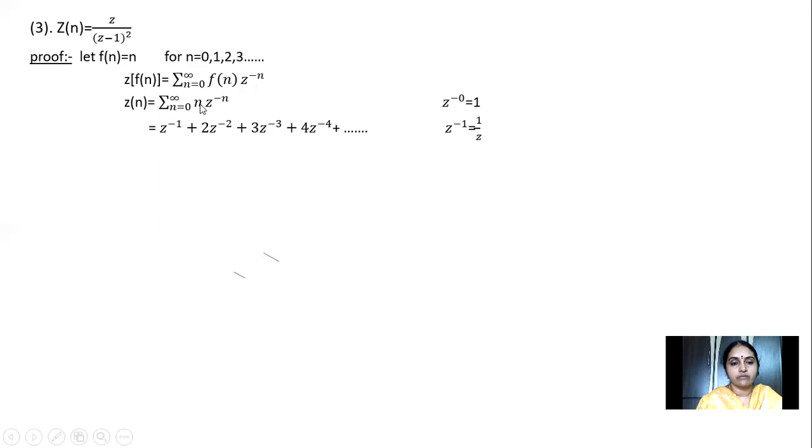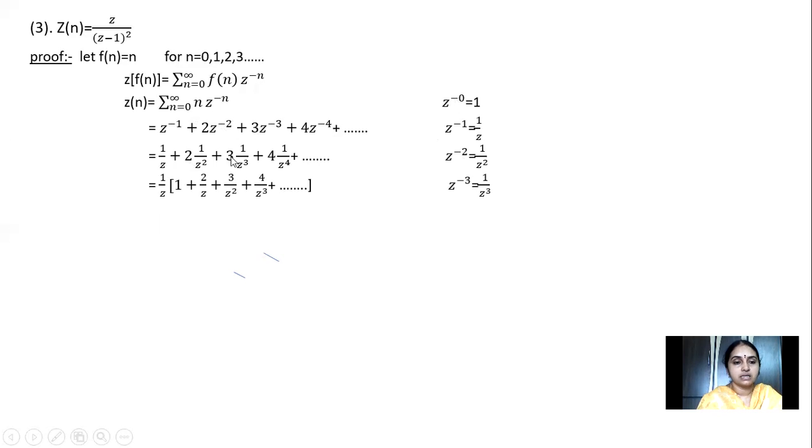Put n equal to 1: 1 into z power minus 1. 2 into z power minus 2. 3 into z power minus 3, like this. Then it is 1 by z, 1 by z square, 1 by z cube, 1 by z power 4. Z power minus 2 is 1 by z square like this. Then from this series, you take 1 by z common. That is 1 plus 2 by z plus 3 by z square plus 4 by z cube and so on.